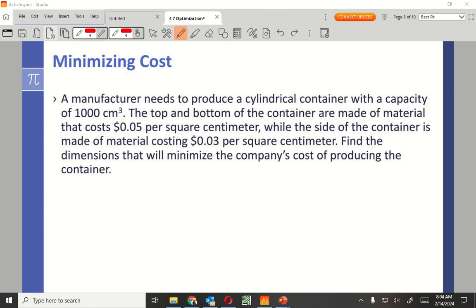Okay, here's another one. A manufacturer needs to produce a cylindrical container with capacity of 1,000 cm cubed. The top and bottom of the container are made of material that costs 5 cents per square centimeter, while the side of the container is made from material costing 3 cents per square centimeter. Find the dimensions that will minimize the company's cost of producing the container. Now, we have a couple things going on. So, let's start with, this is a volume problem, right? 1,000 cm cubed means it's a volume.